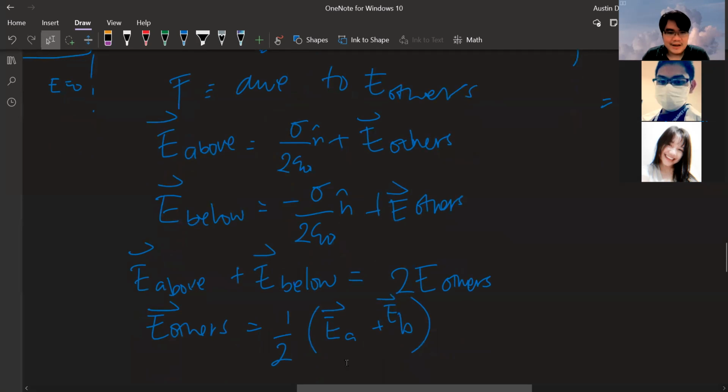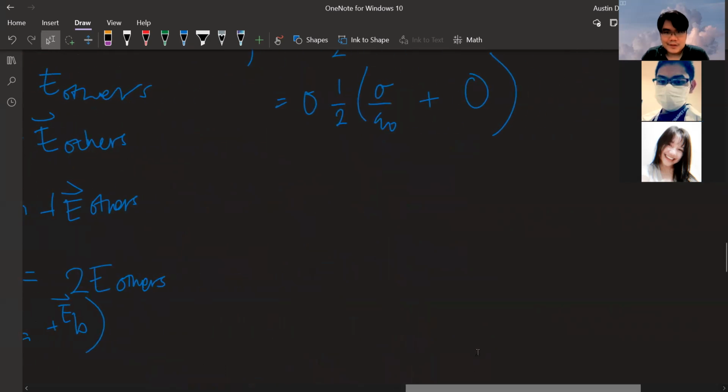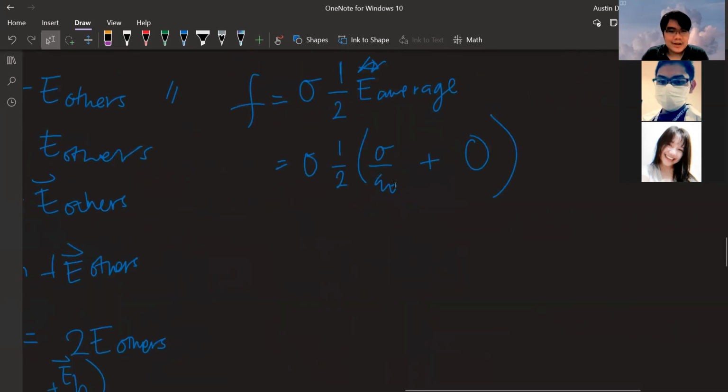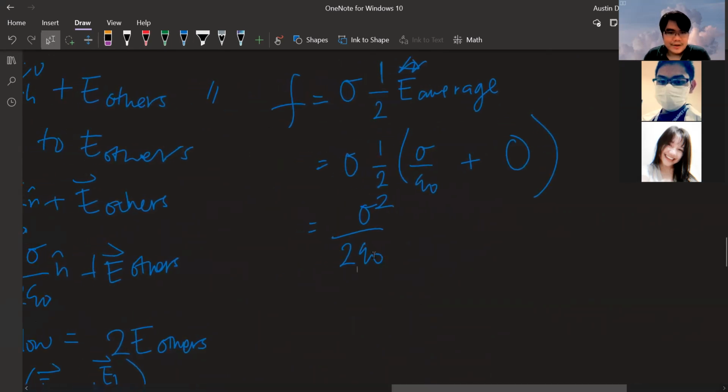And then, pagkakuha natin E others, pansin natin, average lang siya nung above at below. Okay, so yung above for a conductor is sigma over epsilon naught. And then below, or the meat, or the thickness of the conductor is 0. Yung field doon is 0. So you have sigma squared over 2 epsilon naught. Okay? So this is your force per unit area.